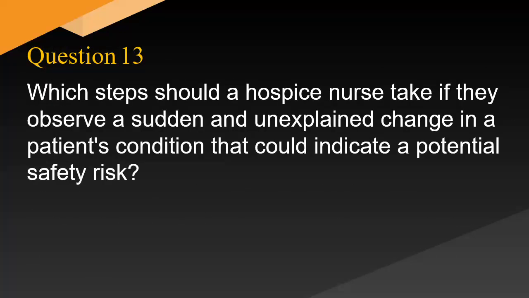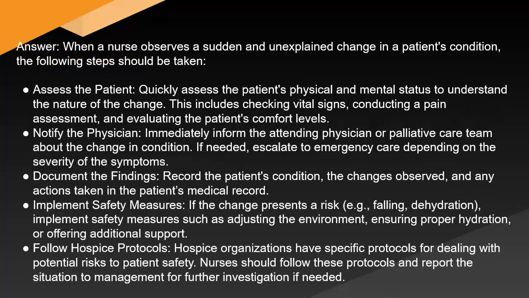Which steps should a hospice nurse take if they observe a sudden and unexplained change in a patient's condition that could indicate a potential safety risk? Answer. When a nurse observes a sudden and unexplained change in a patient's condition, the following steps should be taken. Assess the patient. Quickly assess the patient's physical and mental status to understand the nature of the change. This includes checking vital signs, conducting a pain assessment, and evaluating the patient's comfort levels.